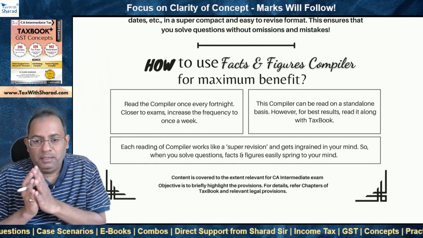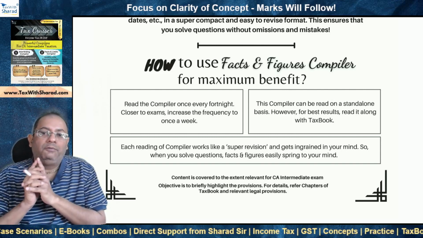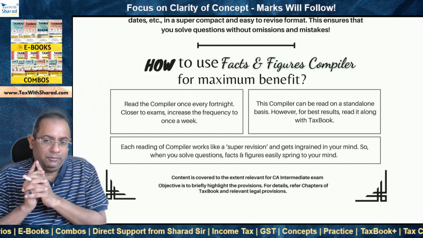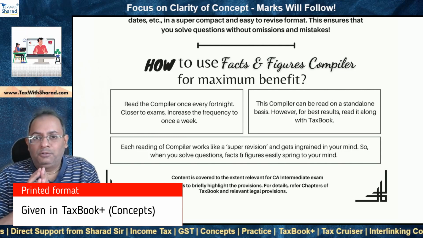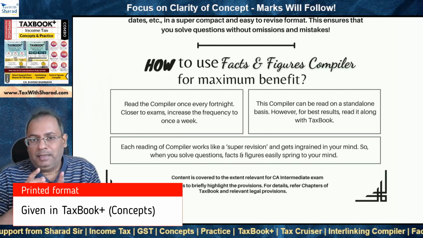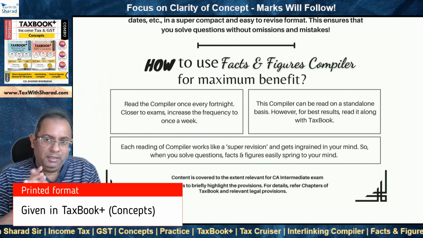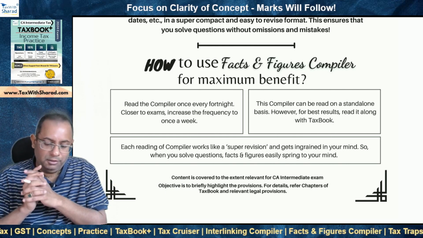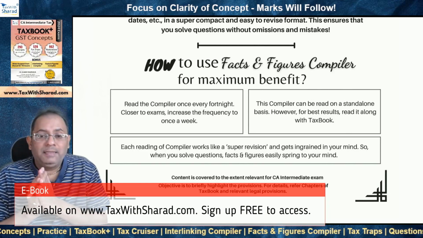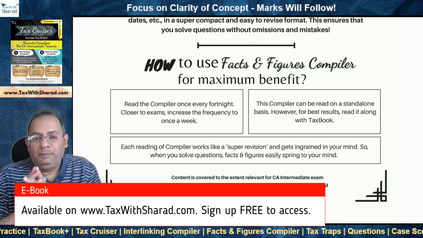Now there are two places where this compiler is available. One is in print form and the other is in the form of an ebook. In the printed form, you will find it printed at the end of the Tax Book Plus Concepts for both income tax and the GST. In the income tax book, you will find the income tax compiler, and in the GST book, you will find the GST compiler. As an ebook, it's available on my website.